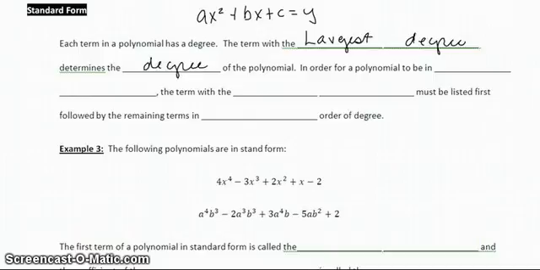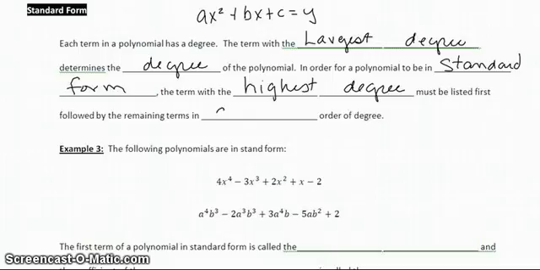And the polynomial is in standard form when the terms are in descending order. So we list the highest degree first, it has to be listed first. Then the following terms go in descending order.